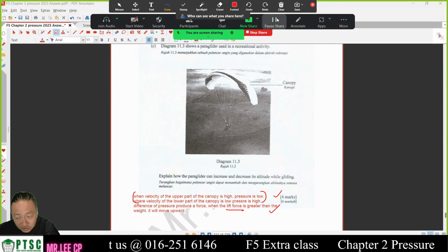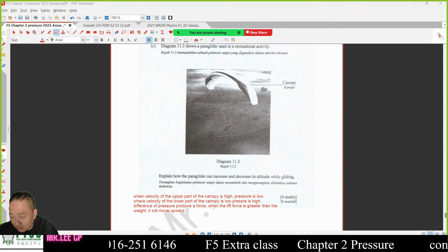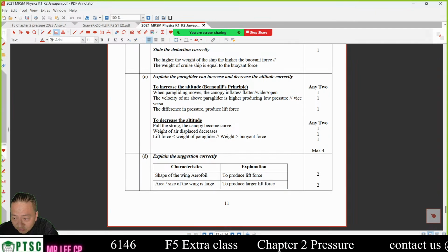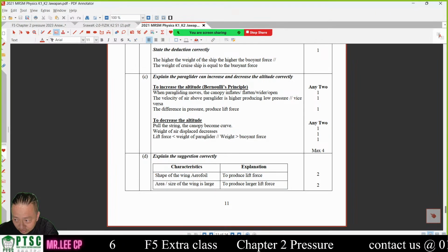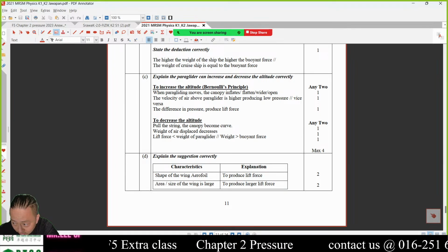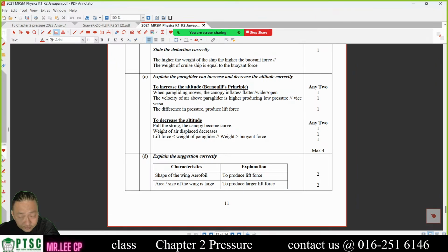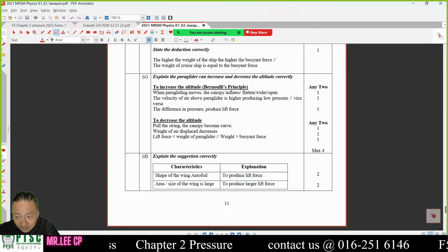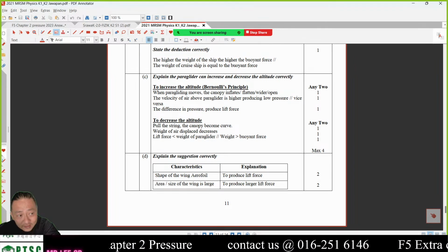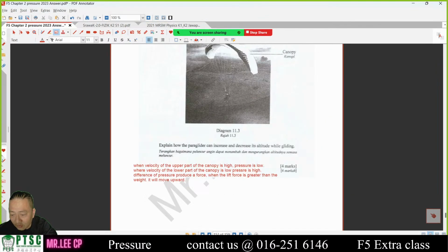So you need to know the keywords. How do you get the keywords? You can see here: where velocity is high, pressure is low, or the other way round. Difference in pressure produces a lift force. That gives you 1 more mark. If you know this, even better. When the paraglider moves, the canopy inflates or flattens or widens or opens, which will give you 1 mark.